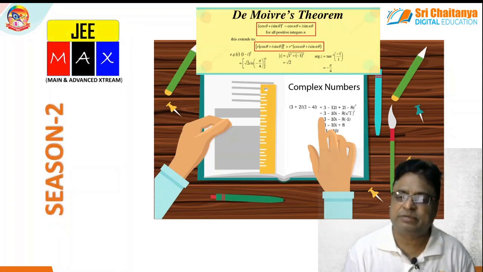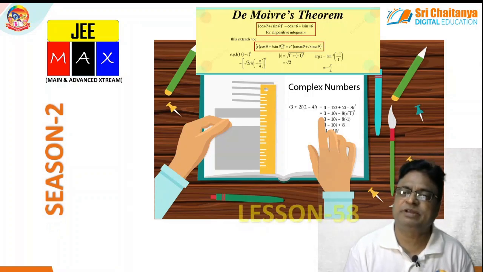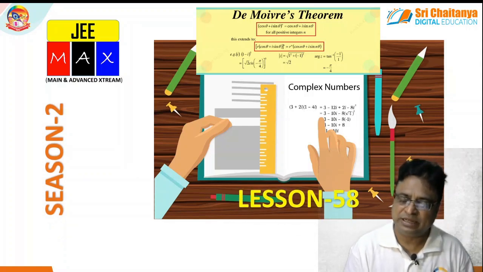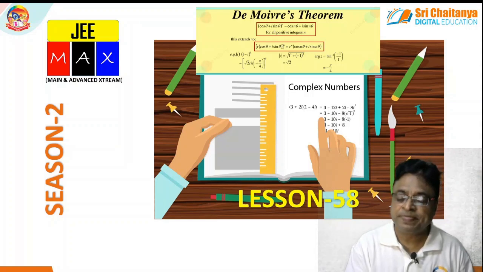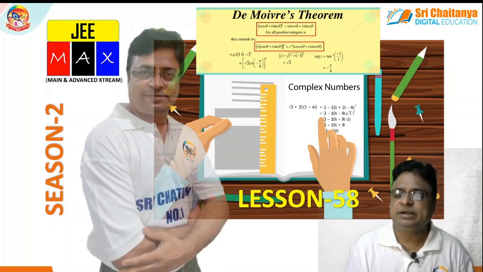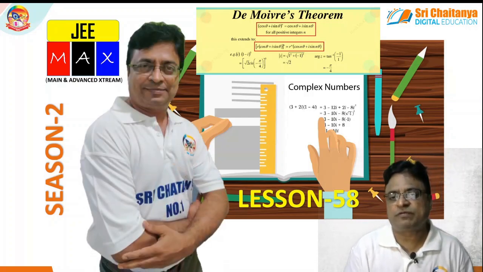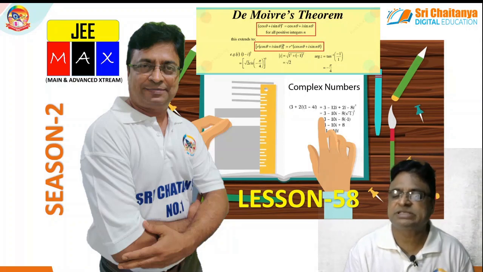Through this season, we are completely concentrating on a particular topic which is very important for both advanced and mains, of that complex numbers is one. Today, we are at the end of complex numbers. So in that part, we are concentrating on De Moivre's theorem and its applications. This is lesson number 58. So far, we have successfully completed lesson number 57.